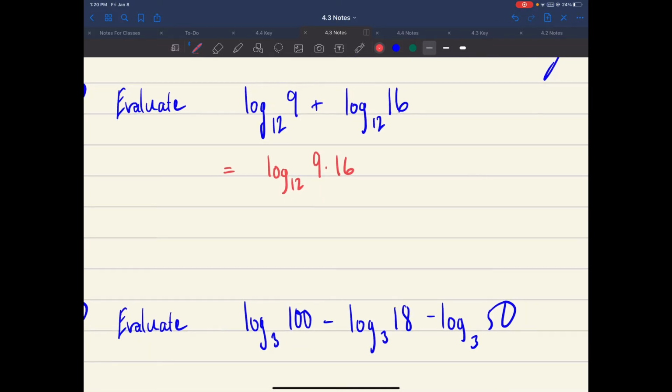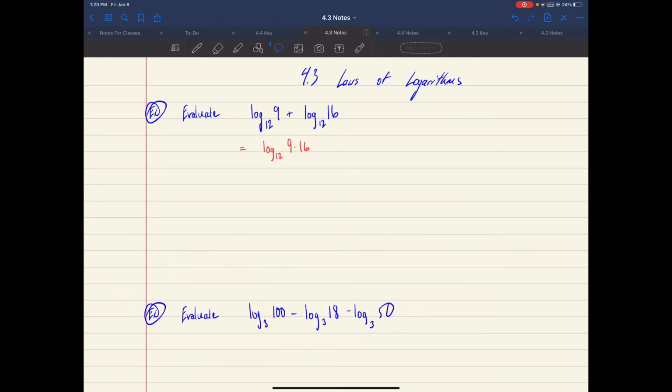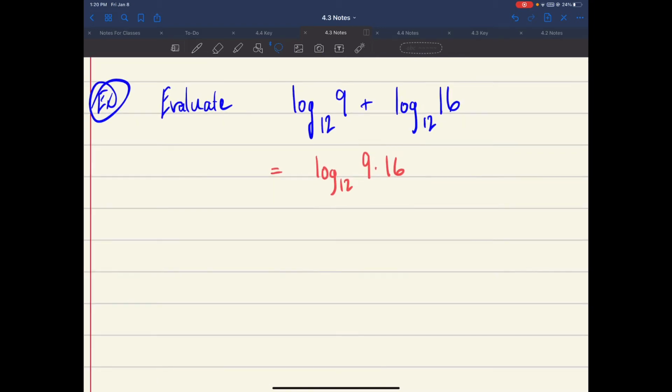And let me move this a little bit. So then that would be log base 12 of 144. And that's saying, what power do you raise 12 to get 144? And that would be 12 to the power of 2.